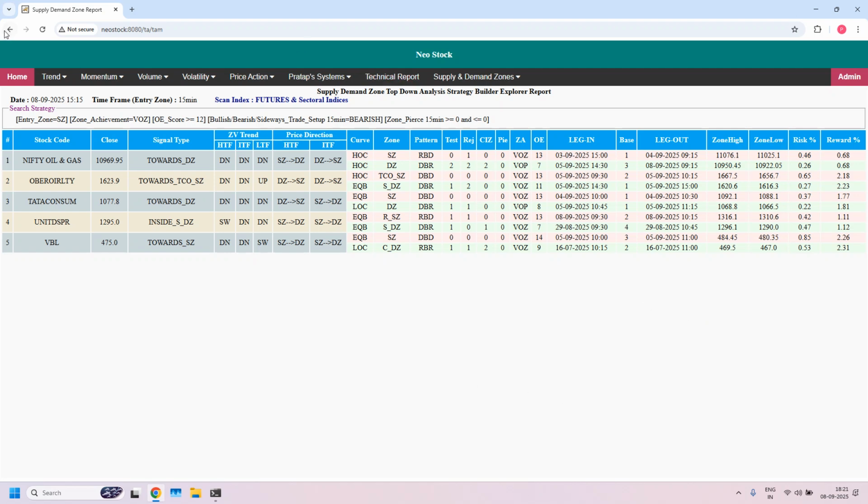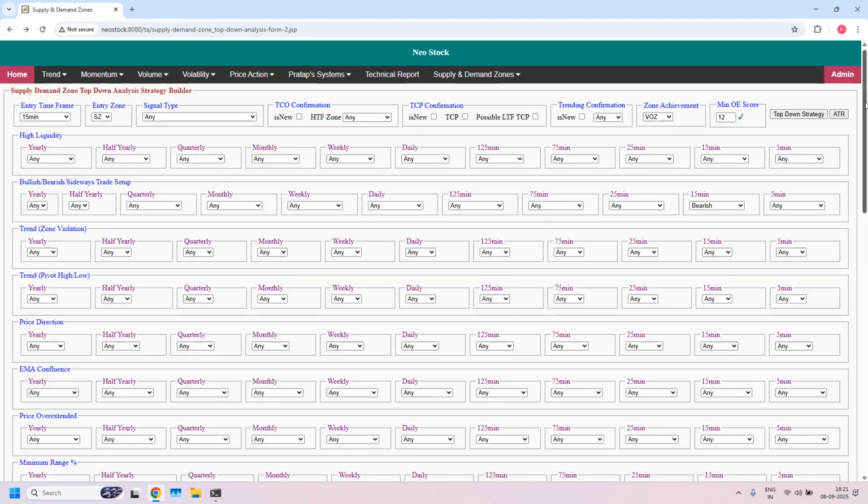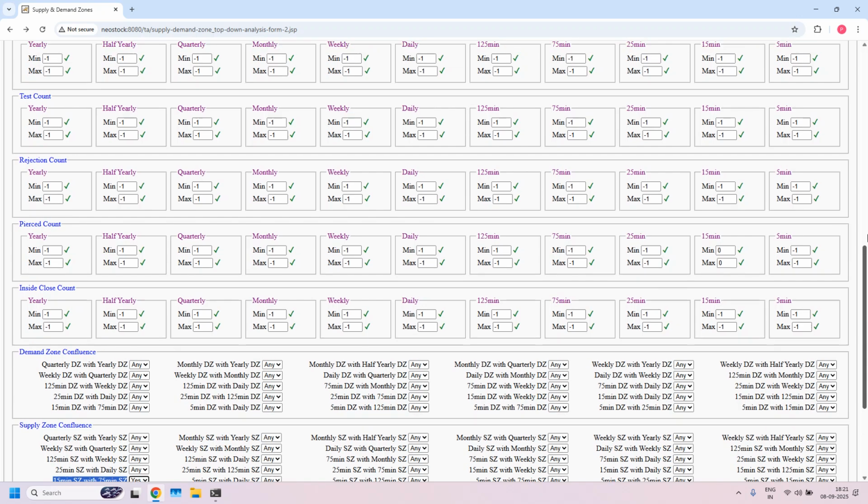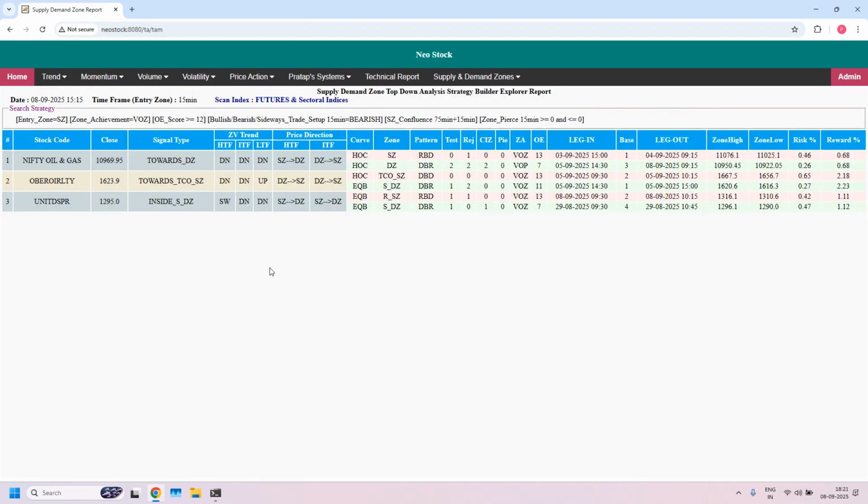So first filter is LTF and ITF supply zone confluence. That is 15 minutes and 75 minutes supply zone confluence. By enabling the filter and applying on the 5 stocks, we got 3 stocks. In all the 3 stocks, these 15 minute supply zones are overlapped with 75 minute supply zone. And 75 minutes trend is a downtrend in all the 3 stocks.